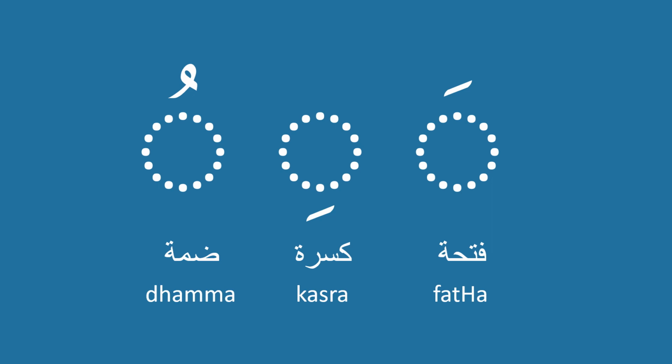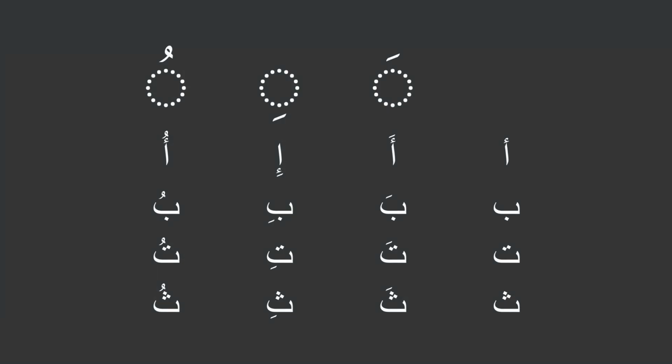Harakat are just three glyphs. Fatha is just a small tilted dash on top of a letter. And so that for the Kasra, but at the bottom of a letter. And finally, Dhamma is a small waw above the letter. Let's see now how the pronunciation of a letter is affected by a haraka.